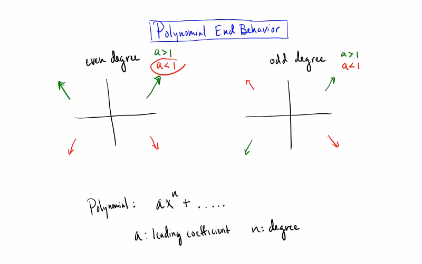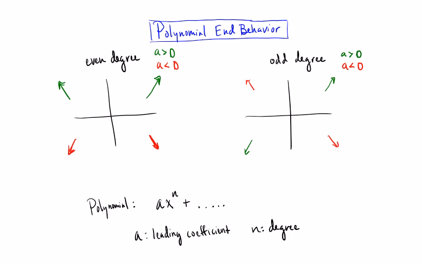If a is negative, if a is less than... and I messed this up here. This should be 0. Sorry about that. I said 1, but yeah, this should be 0. So if a is greater than 0, if it's positive, you're going to have something facing up. If a is less than 0, then it will be facing down on both sides, or at least the end behavior as it goes left or right will go down forever on both sides. So that's what happens if you have an even degree.